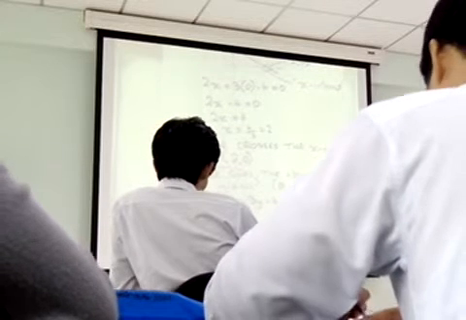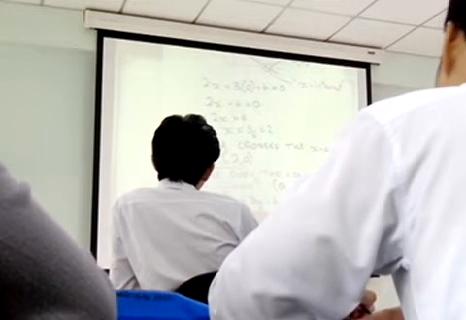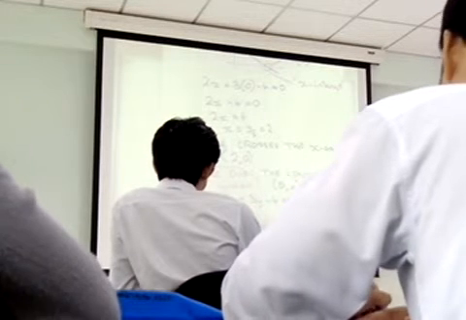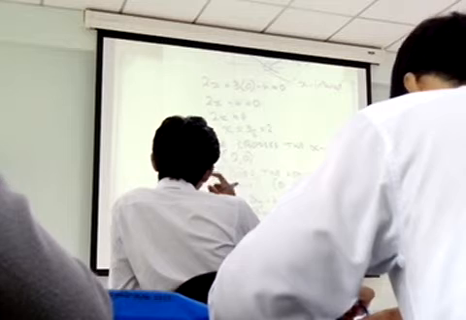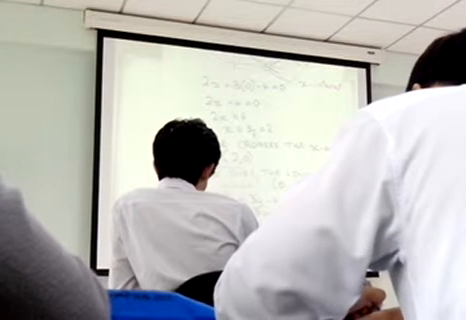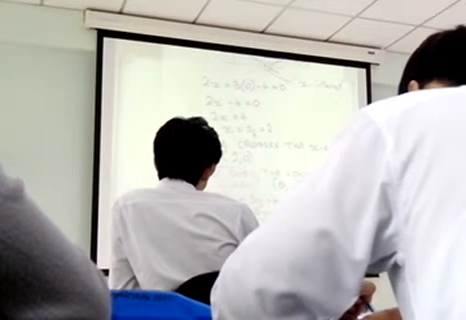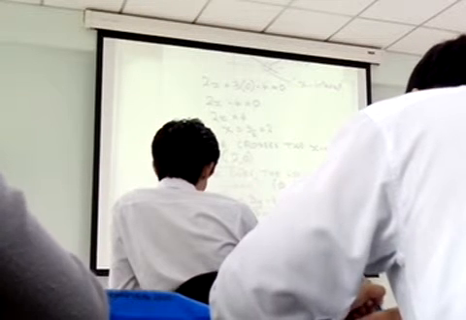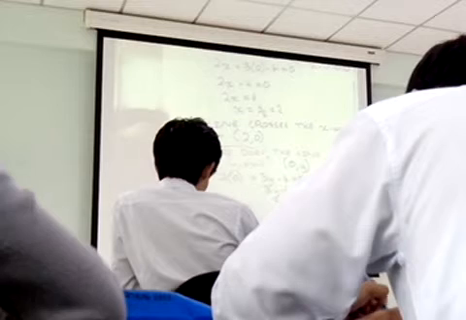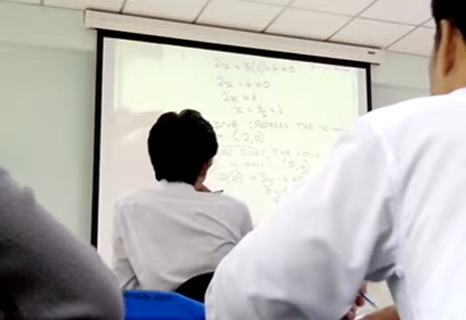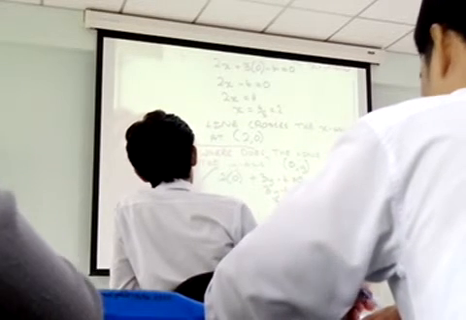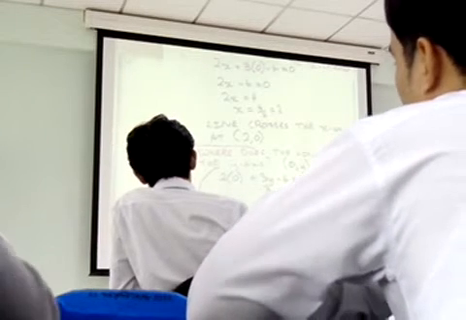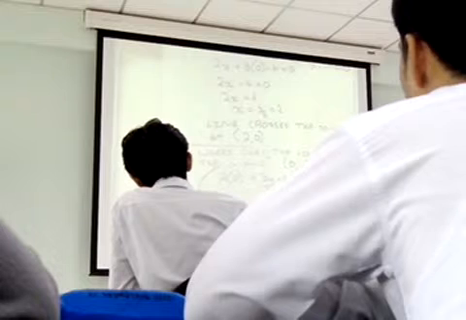So if x is 0, we're now trying to solve for y. So we have 0, we've got 3y minus 4 equals 0. 3y equals 4. So y is equal to 4 over 3. So the answer to this question is that it crosses the y-axis at 0 and 4 over 3.